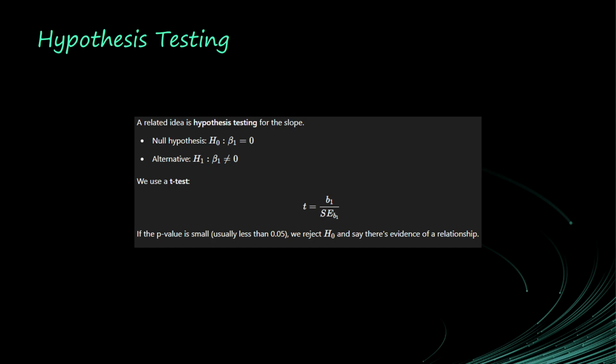Our related idea is hypothesis testing for the slope. For the null hypothesis, H0: beta 1 equals 0, and H1: beta 1 is not equal to 0. So we use a t-test, which is t equals b1 divided by SE sub b1. If the p-value is small, usually less than 0.05, we reject H0 and say there's evidence of a relationship.